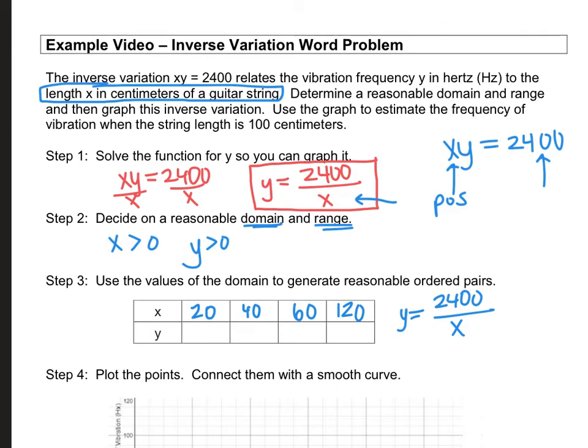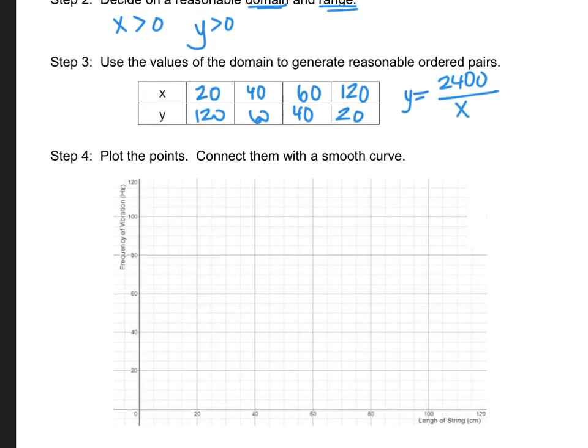So let's plug those in. 2400 divided by 20 is 120. 2400 divided by 40 is 60. 2400 divided by 60 is 40. 2400 divided by 120 is 20. So, plot the points, connect them with a smooth curve. So I'm going to get this graph.